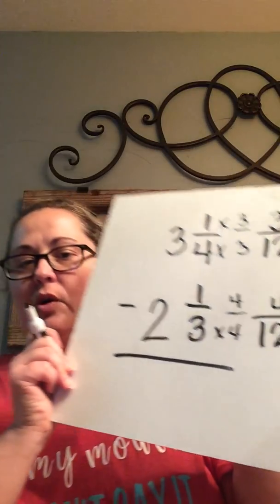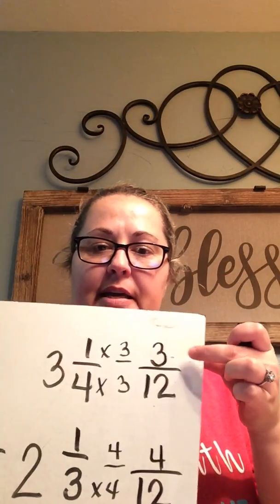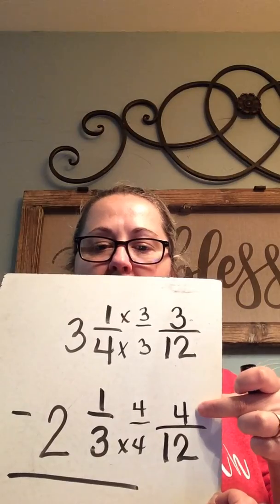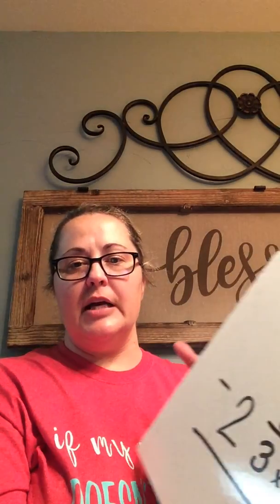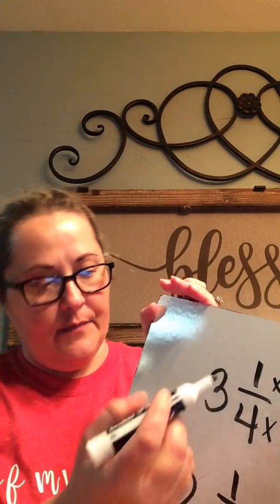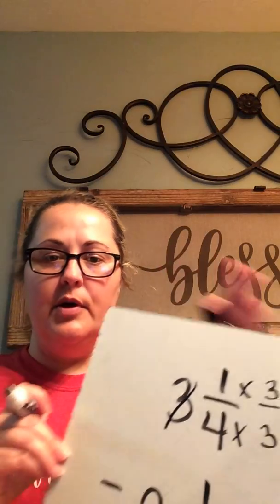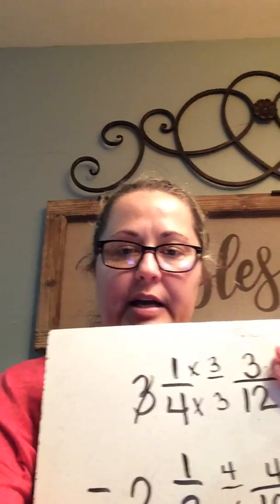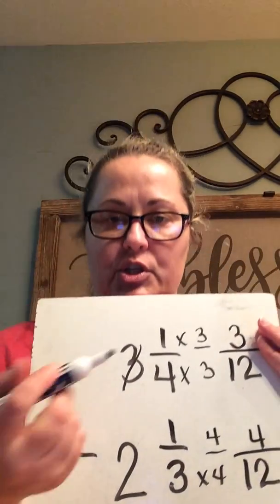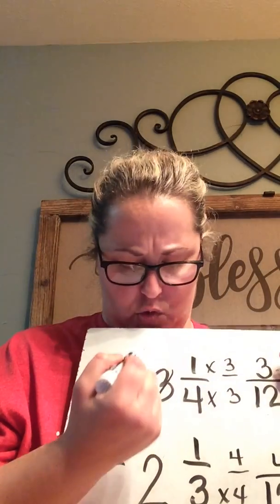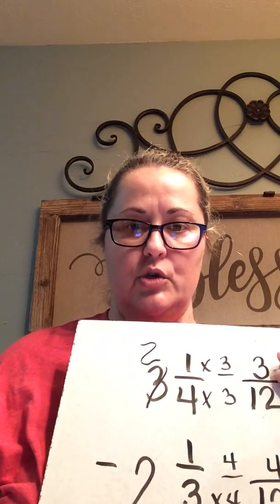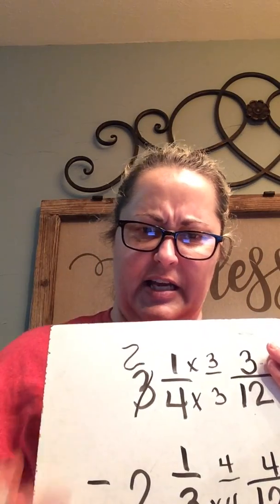Now, your little handy dandy brain is going, the numerator in the top fraction is smaller than the numerator in the bottom fraction. So just like in anything else, we're going to have to borrow, okay? In fractions, when you borrow, you're going to take 1 away from your whole number. So just like in math traditionally, this 3 is going to become a 2.